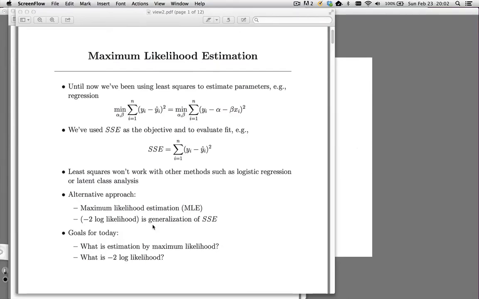This lecture is going to introduce maximum likelihood estimation, which is one of the most important methods of estimation in statistics. So we were talking about logistic regression last time, and we noted a couple problems that would prevent us from using least squares to estimate a logistic regression.